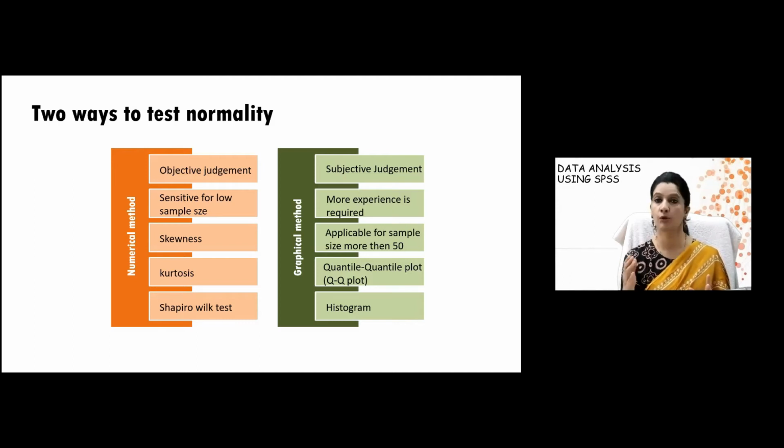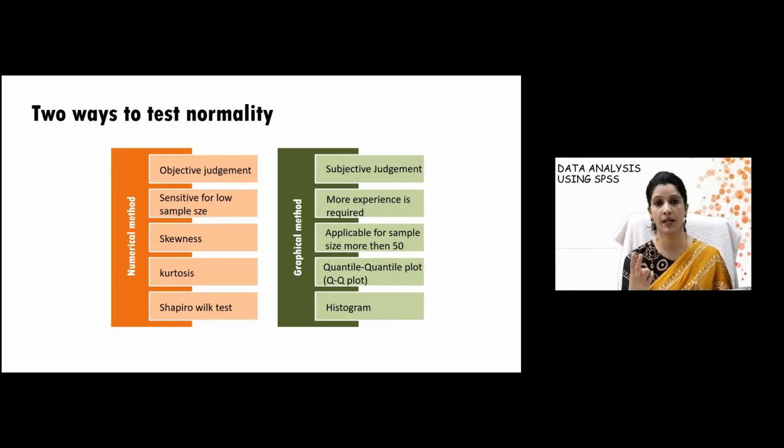Then there is also the histogram, where we can use the plotting method to see the distribution. So there are 2 ways to judge this: the subjective way, the quantile plot, which we call a QQ plot, and the second is the histogram.